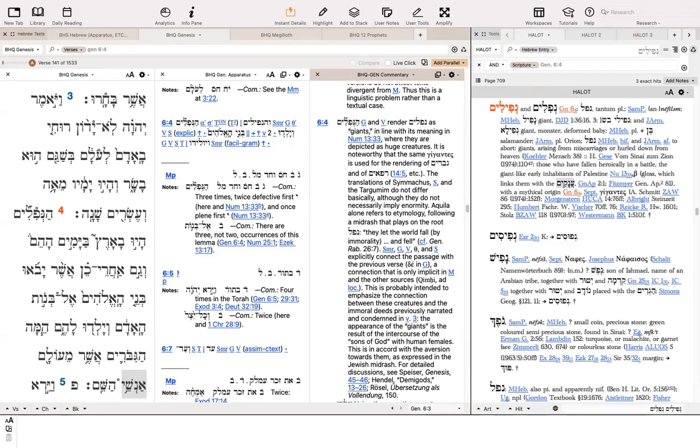Twice defective. That's what the bet means, twice. And then this het samak here indicates defective spelling, twice defective with the yod missing, and then once plene, meaning that it has the yod. So that's what these last two words are, that this is once plene.